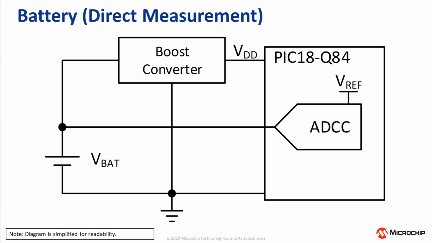Direct measurement of the battery is also possible, but only in the case where the microcontroller and the ADC reference voltage are above the peak voltage of the battery. In this case, a boost converter is used to supply the microcontroller with 5 volts while the battery is at a nominal 3 volt output. The internal ADC reference could be set to VDD or to the internal FVR level depending on the setup of the other channels. An approximation of the impedance inside the battery can be found from the discharge curve in the battery datasheet. The acquisition time will depend on the battery impedance plus the impedance of the ADC internally.